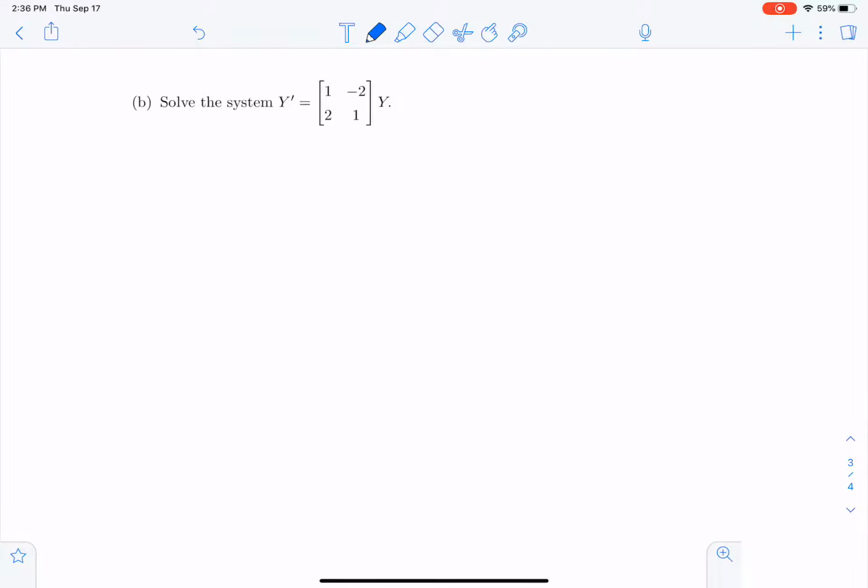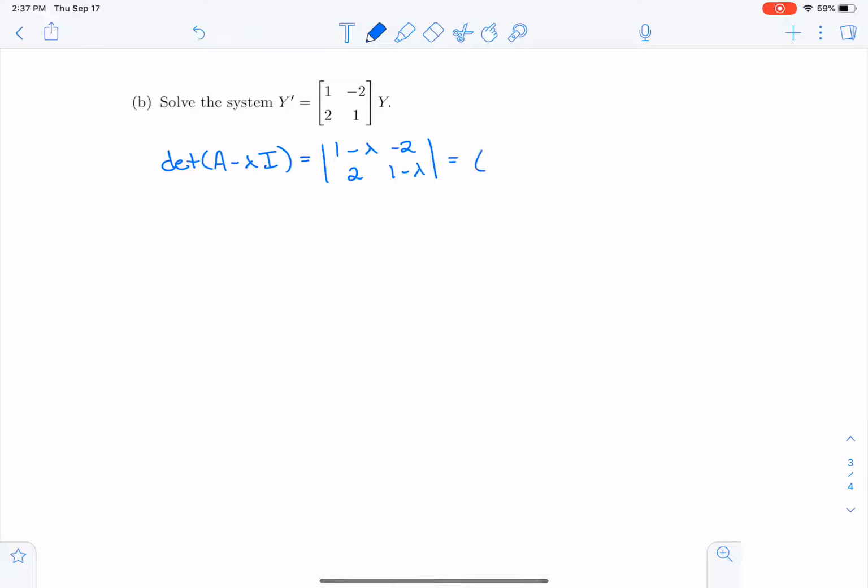Let's try another example of solving a linear system of differential equations. This example is going to be y prime equals [1, -2; 2, 1] times the vector y. So again, we want to find all of the eigenvalues and then the eigenvectors. So I'm going to take the determinant of A minus lambda I. So that is the determinant of the matrix [1 minus lambda, -2; 2, 1 minus lambda].